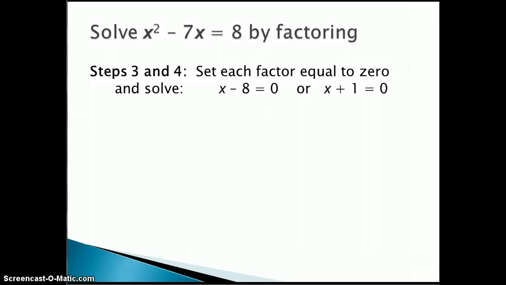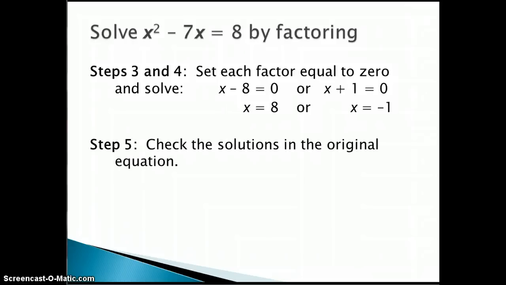These two equations are fairly easy to solve mentally, so you probably can already tell that x equals 8 would make the first equation true, because 8 minus 8 is 0, and x equals negative 1 would make the second equation true, since negative 1 plus 1 equals 0. So those are our two solutions to that original equation. So now let's check the solutions to this equation.